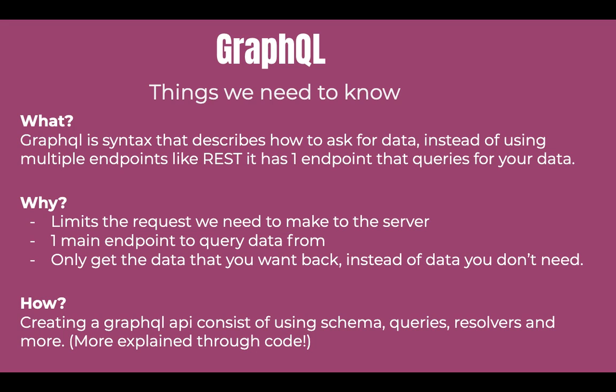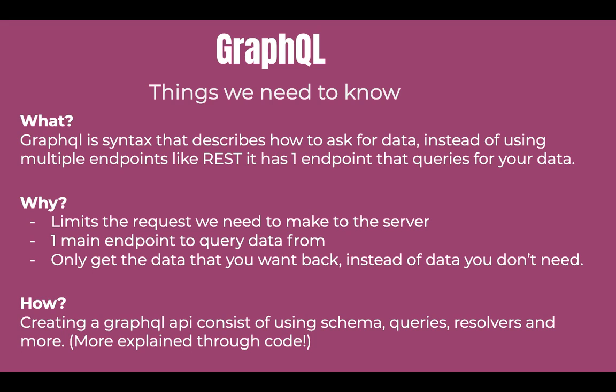Now, how do you create a GraphQL API? Well, it consists of using the schema, the queries, and the resolvers. And of course, other things play a part in this as well, but the main ones are building the schema, creating the queries, and the resolvers, which are basically the actions. Resolvers are basically what the data returns. The queries specify what the data should return, and then the resolvers return the data that you're actually going to use, right? So that's what that is.